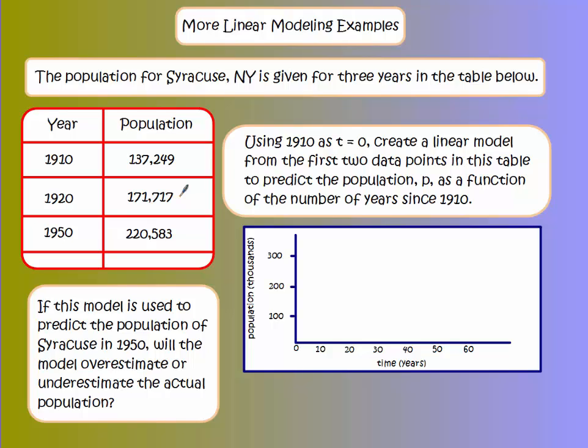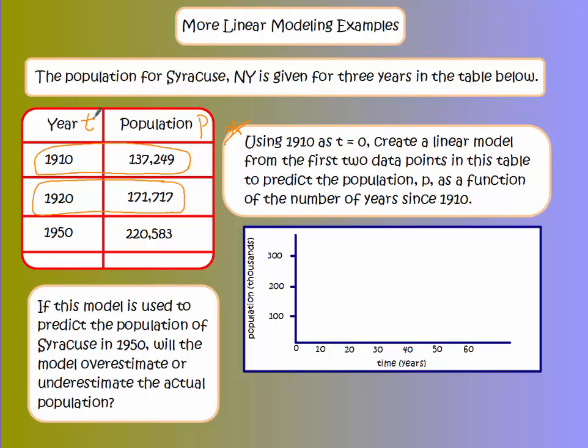All right. So now let's look over here at the first question part. Using 1910 as t equals 0, so t must be for time, we're going to create a linear model from the first 2 data points. So this data point and this data point. Okay? From the first 2 data points, to predict the population P, so this is going to end up being P, and this as a function of the number of years since 1910, and it already told me years was T for time.